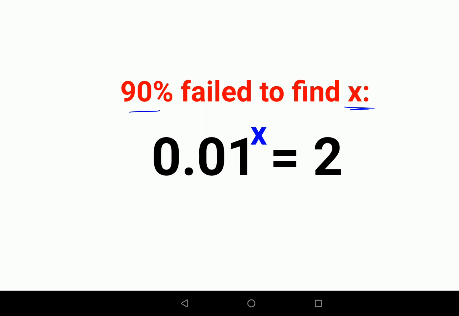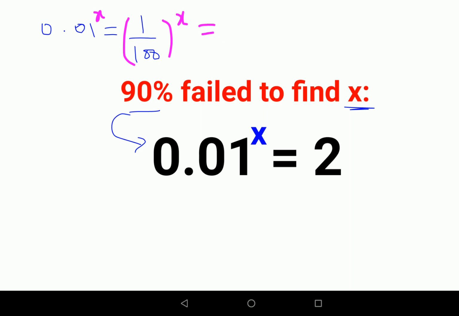Okay. So now in this kind of a scenario, what should you do? First, very important, you try to write this 0.01 as a fraction. That is nothing but 1 upon 100. Now, since this entire thing was raised to x, let's write this also with everything raised to x.